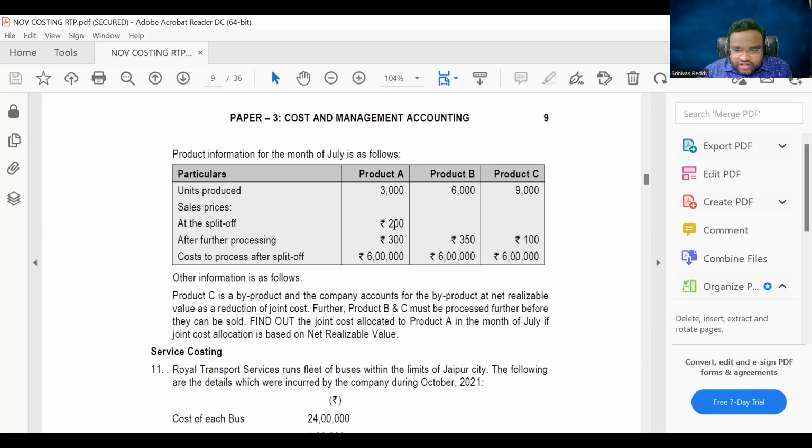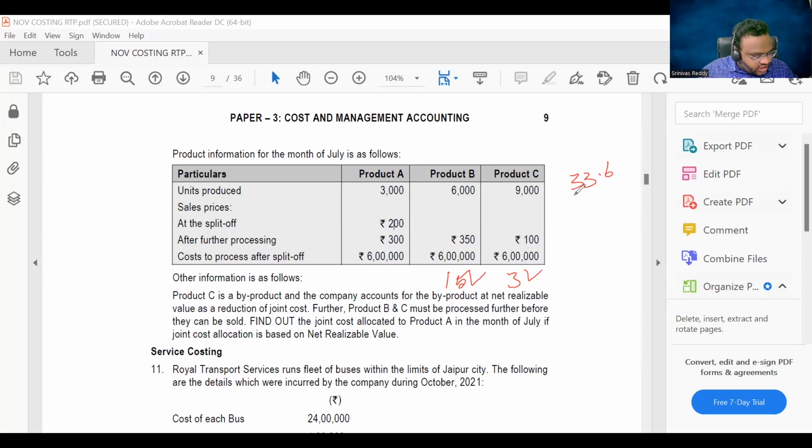B, you can select further processing, right? How much is the revenue? You'll get 6,000 into 350, 21 lakhs. What is the further processing cost? 6 lakhs. So how much is the net realizable value of B? 15 lakhs. Product C, 9 lakhs minus 3 lakhs. How much will you get? 3 lakhs. What is the total joint processing cost? 33 lakh 60,000.